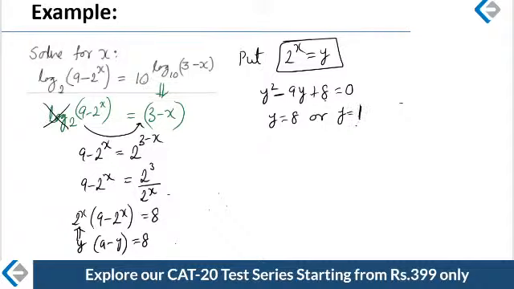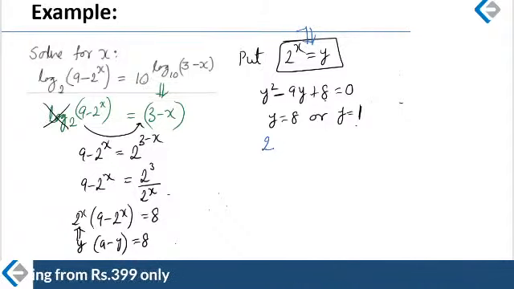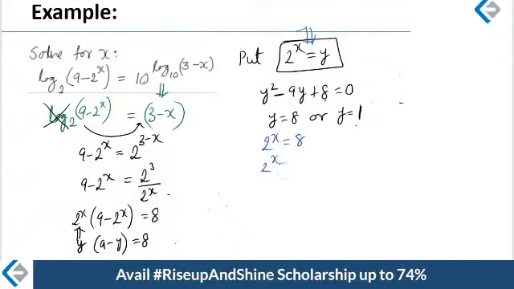Substitute back. What is y here? 2 raised to power x. So 2 raised to power x is equal to 8. Therefore 2 raised to power x is equal to 2 raised to power 3. Therefore x is equal to 3. Simple. That is one.